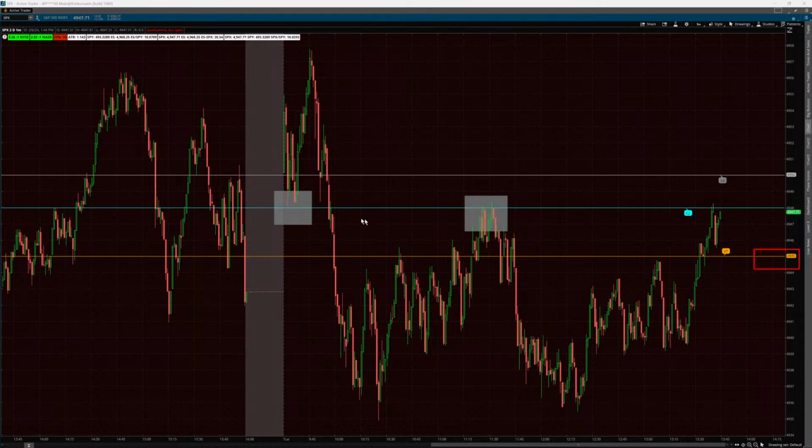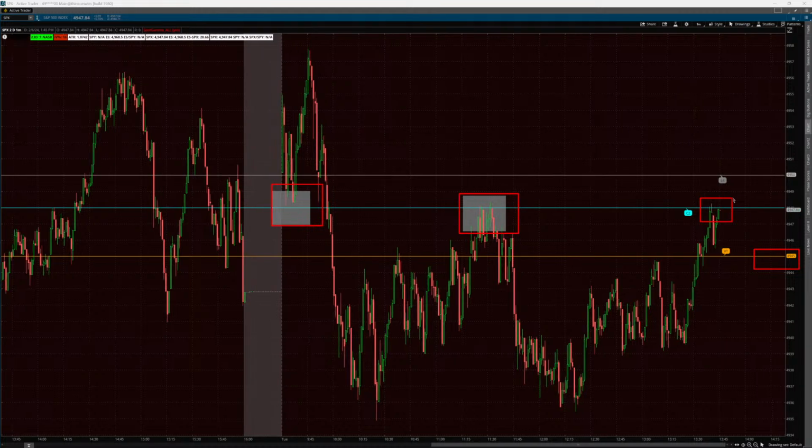This combo 2 level has acted as support, then resistance. Now price is testing that level again, so that's been a very important level today. That is the combo 2 level, combining SPY and SPX gamma weighted open interest into one level, shown here in terms of an SPX price. 4950 is just above that.